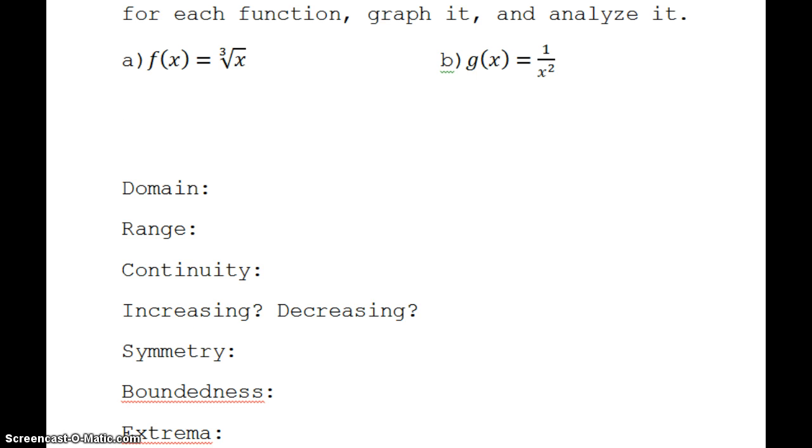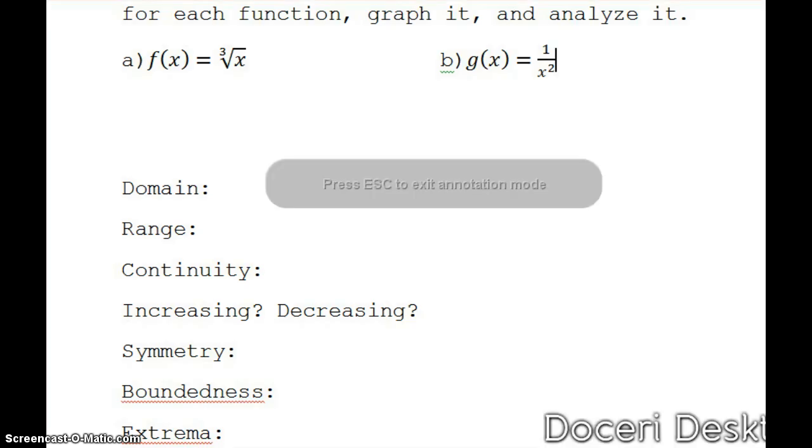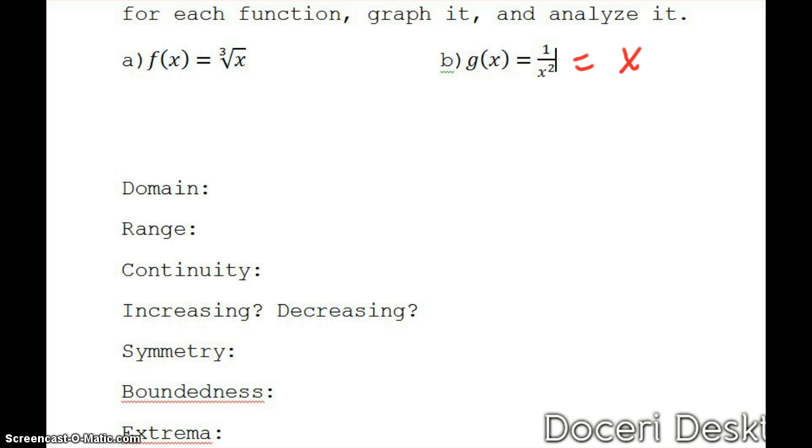Okay, if we look at the next function, we have 1 over x squared. We can rewrite that as x to the negative second. So this time, the constant of variation is still 1 because we have a coefficient of 1 on the x, and then your power, or your exponent, is negative 2.